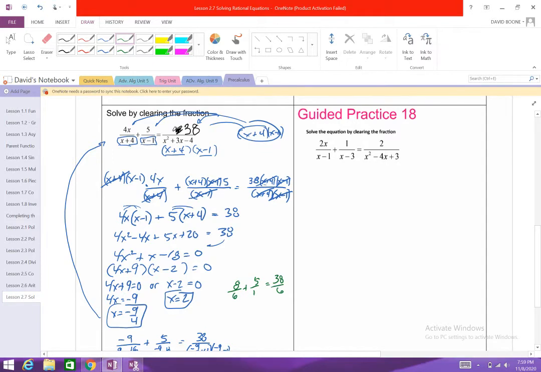And if I do a little multiplying here, change this one, multiply this one by 6, I have to multiply this one by 6. So I have 8, 6 plus 36. Does that equal 38 over 6? And I'd say it does. So this works as well.